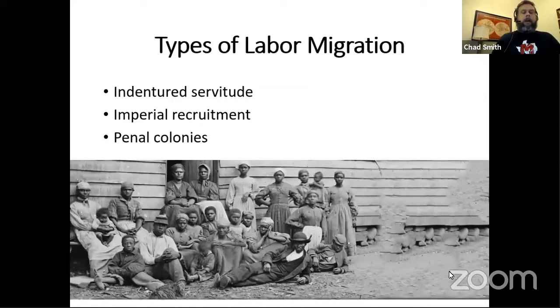One other major type of labor migration included penal colonies. The most famous example of a penal colony is the British colony of Australia, although the French also had penal colonies in Africa. As a part of their settler colony that the British had started in Australia, they often sent prisoners and debtors in order to do large amounts of difficult labor.